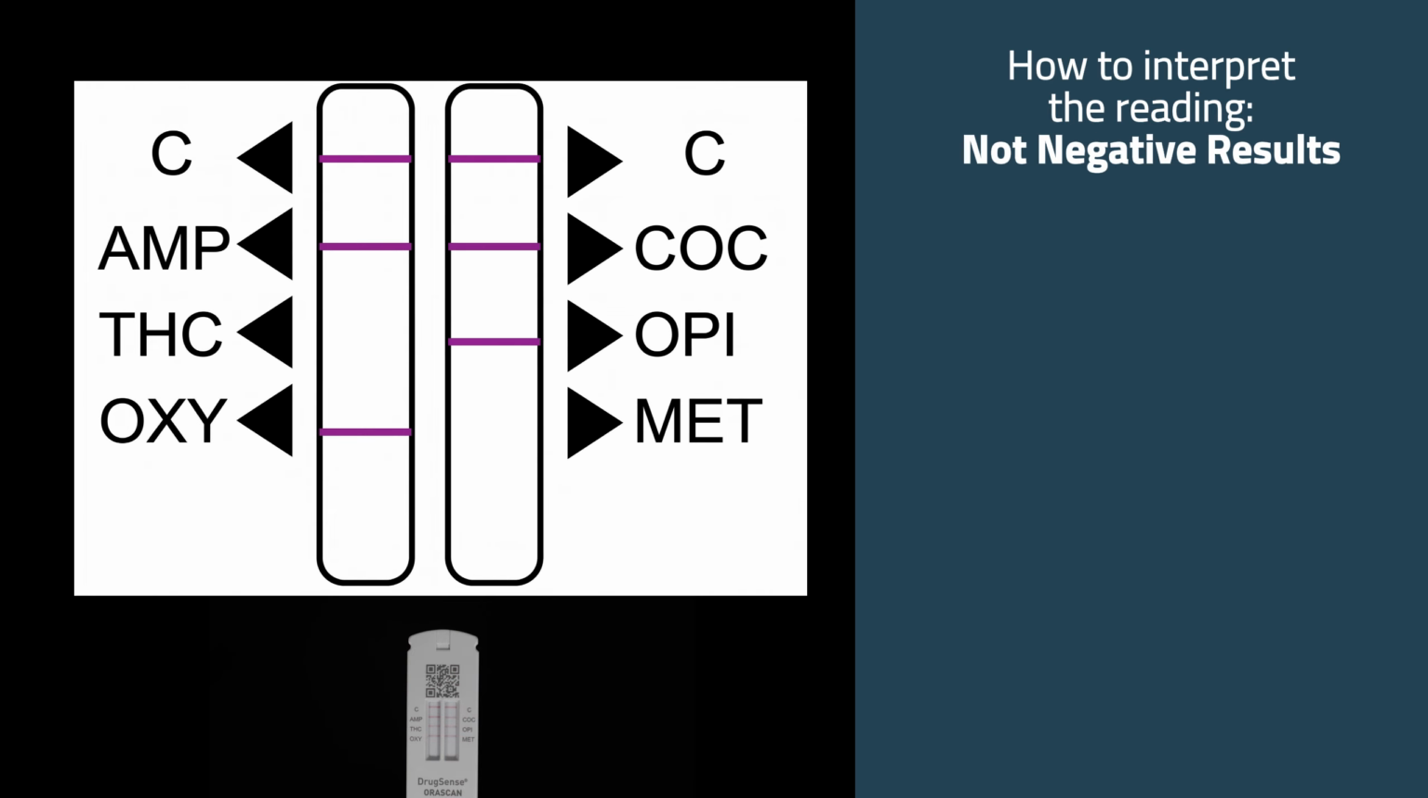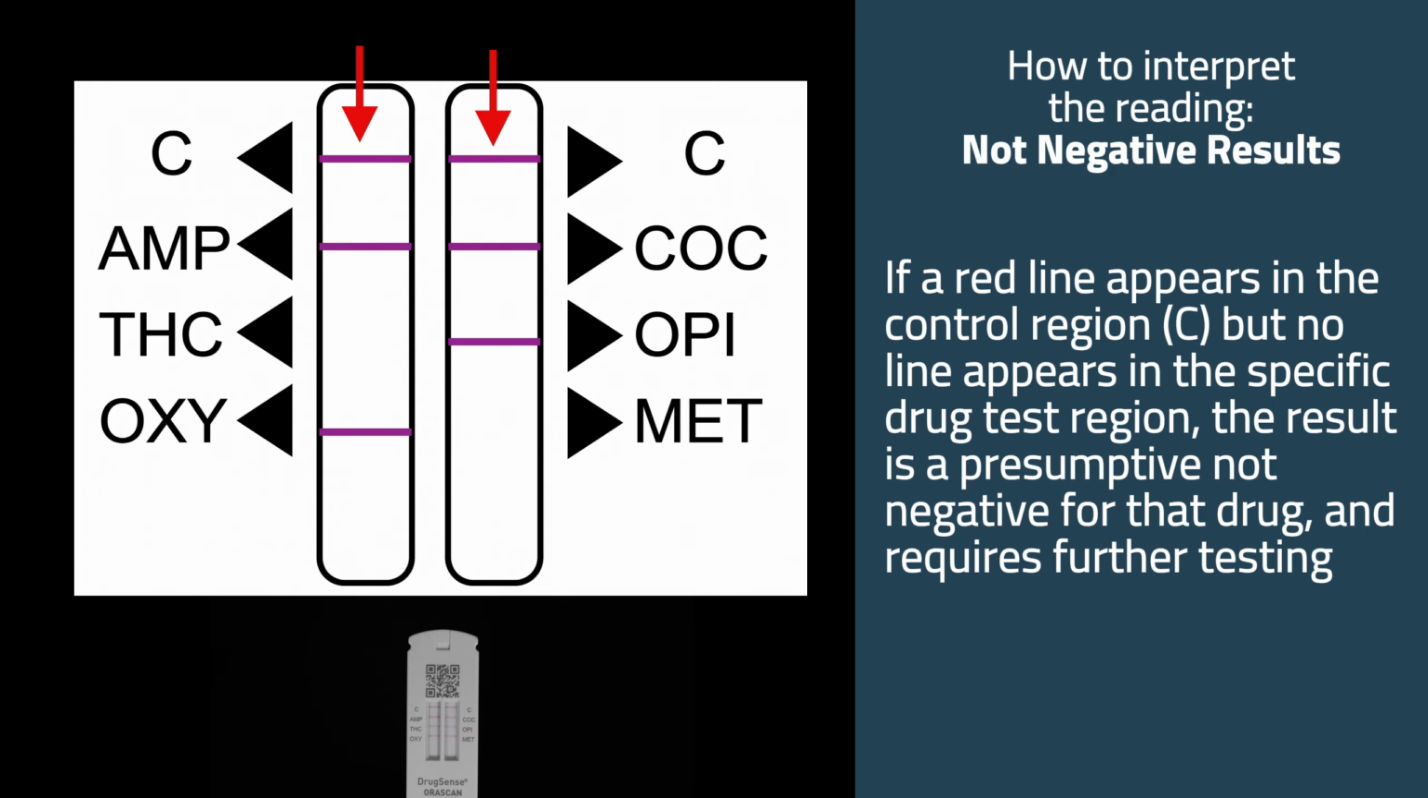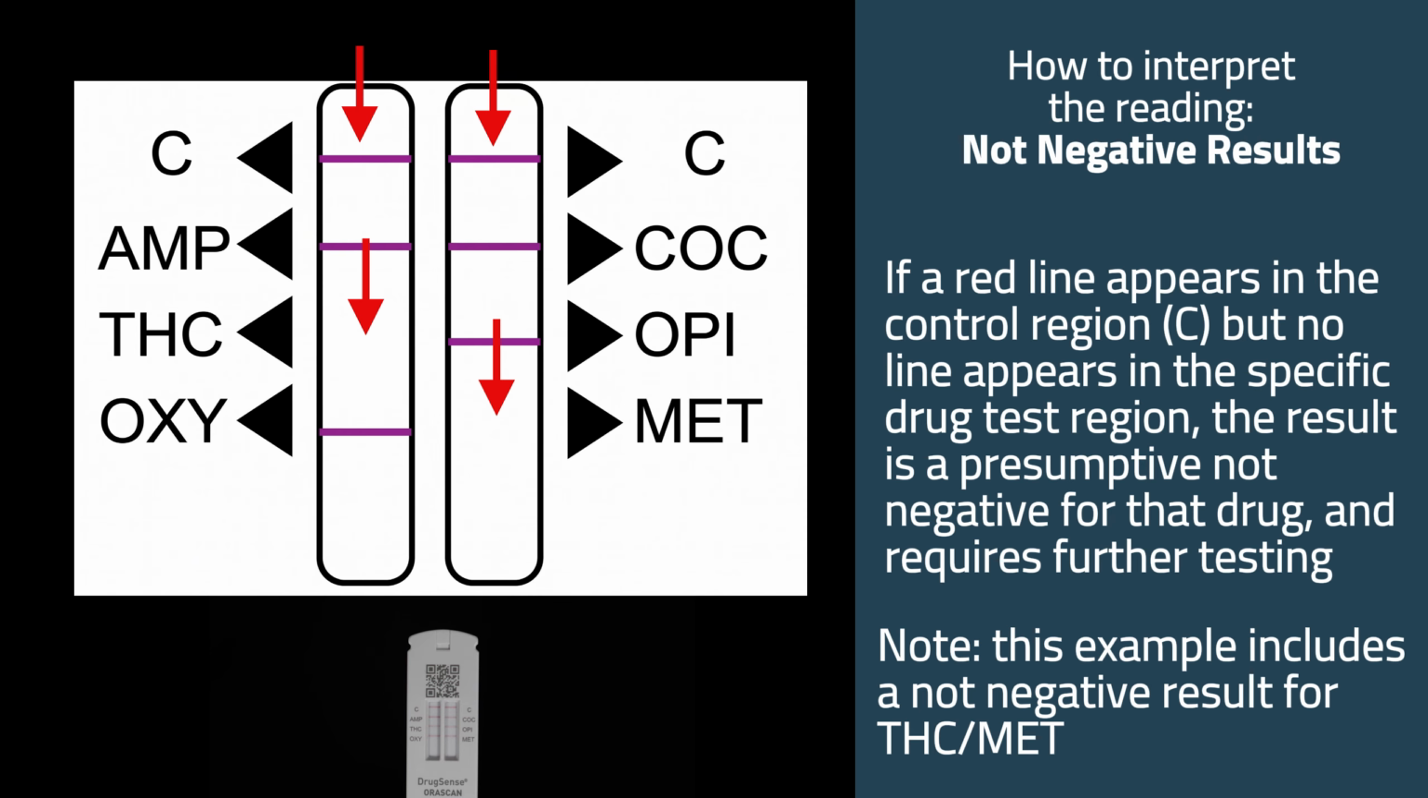How to interpret the reading of not negative results. If a red line appears in the control region, but no line appears in the specific drug test region, the result is a presumptive not negative for that drug and will require further testing. Please note this example includes a not negative result for THC and methamphetamines.